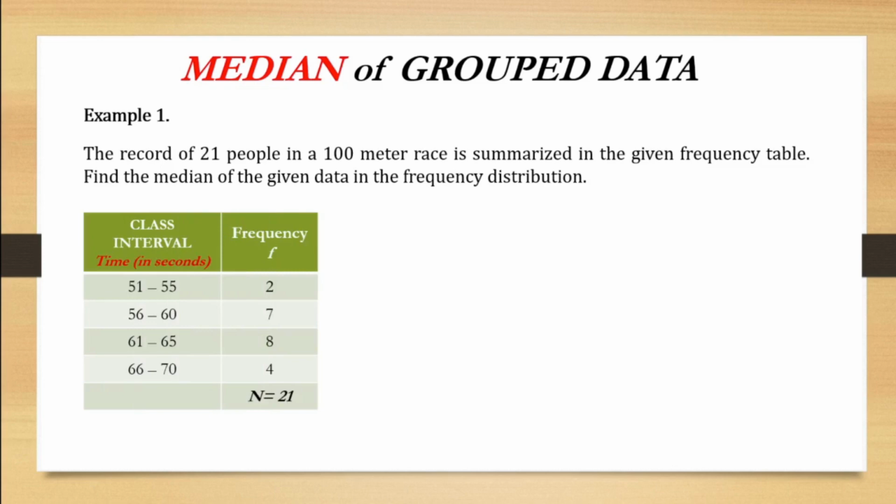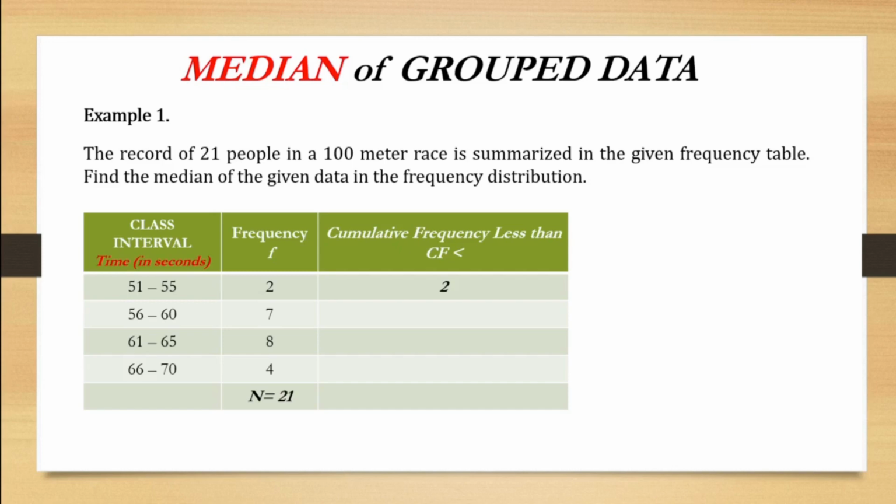Okay, so this is our frequency distribution table. The first column is our class interval, which is the time in seconds, and the second column is our frequency. The first interval is 51 to 55 with a frequency of 2, 56 to 60 with a frequency of 7, 61 to 65 with a frequency of 8, 66 to 70 with a frequency of 4, which gives our n of 21, because when we sum up all the frequencies in column 2, the total is equal to 21.